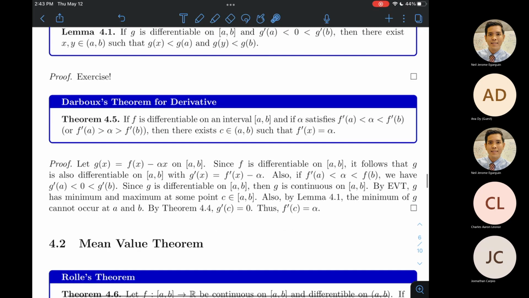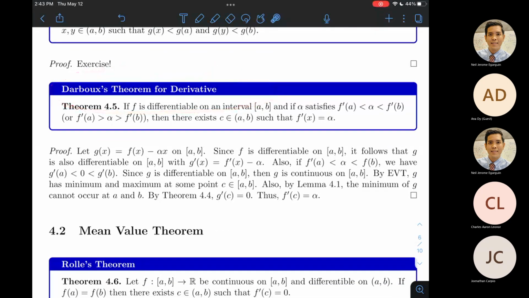And that major theorem is what we call Darboux's theorem for the derivative. Actually, Darboux's theorem for the derivative is sort of a version of the intermediate value theorem para naman sa f prime, para sa derivative. So pinapakita nito na merong napopossess na intermediate value property yung derivative ng isang function f. However, it will not require f prime to be continuous. Kasi kung yung function nating f prime ay continuous, then pwede natin gamitin yung intermediate value theorem.